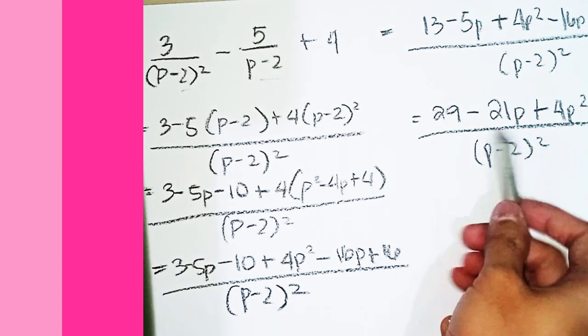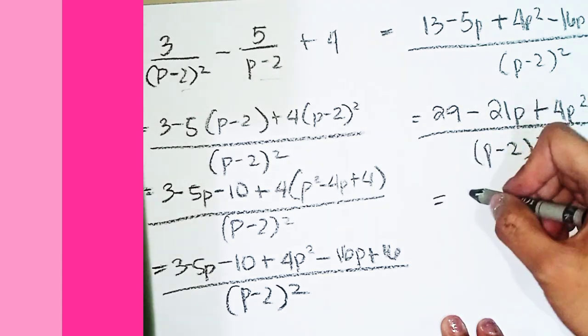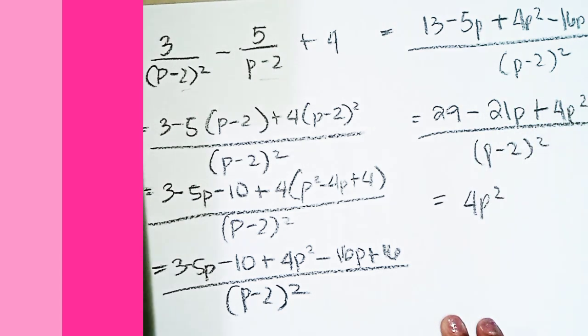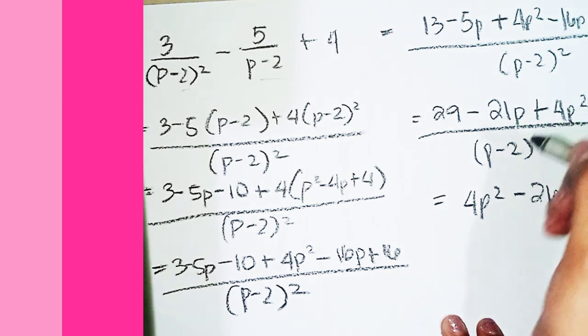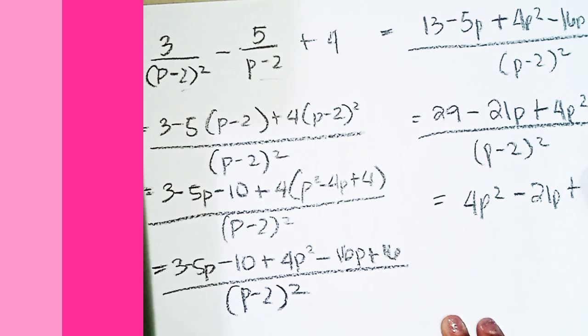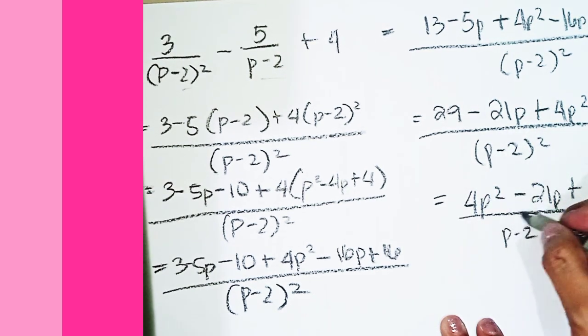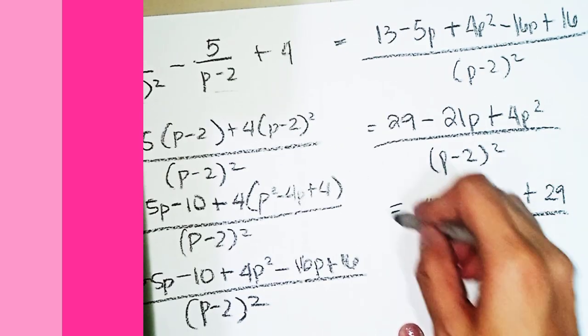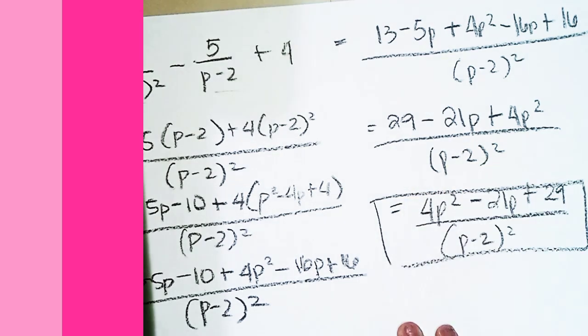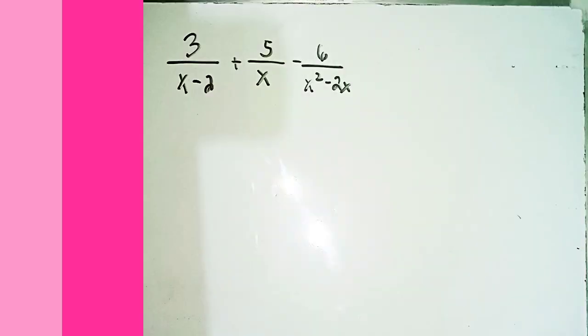Next, we can still reorder that one. We need to move the term that has the highest exponent first, and that is 4p squared minus 21p plus 29, all over p minus 2 squared. Okay. So now that would be our final answer.